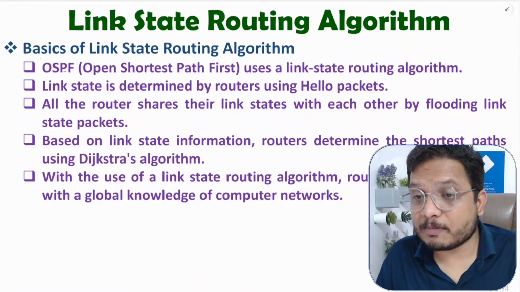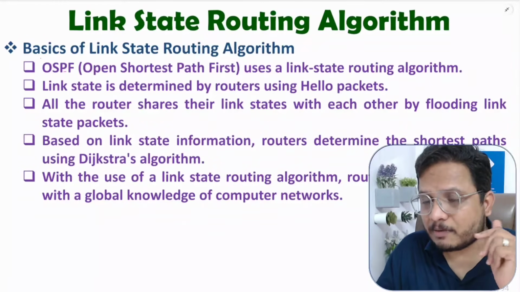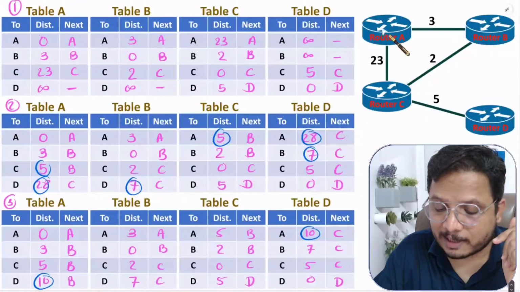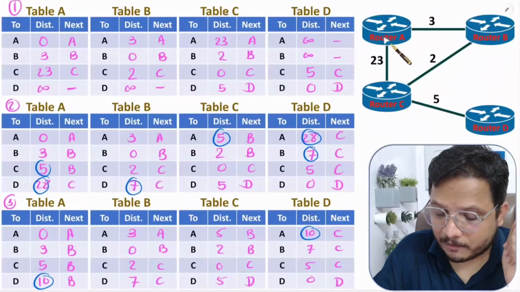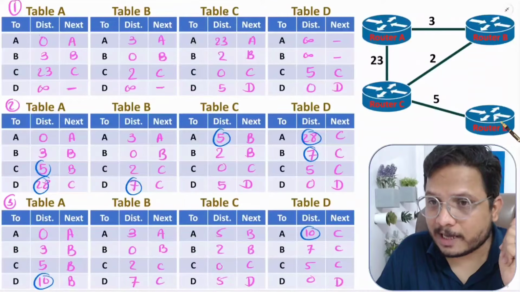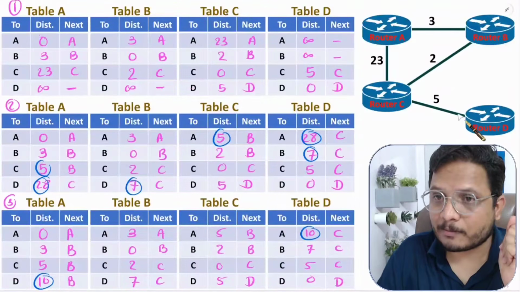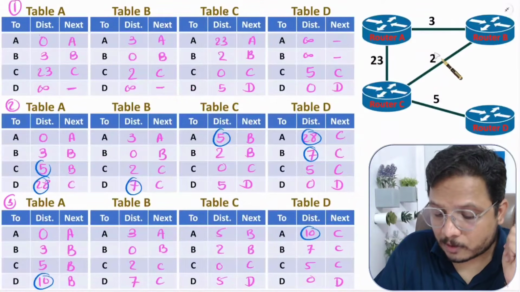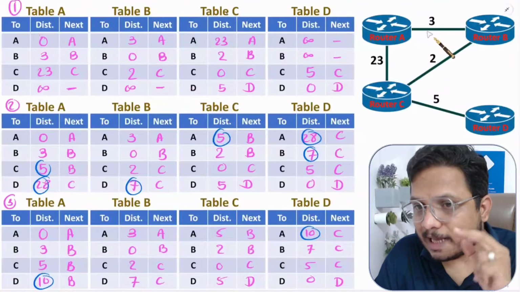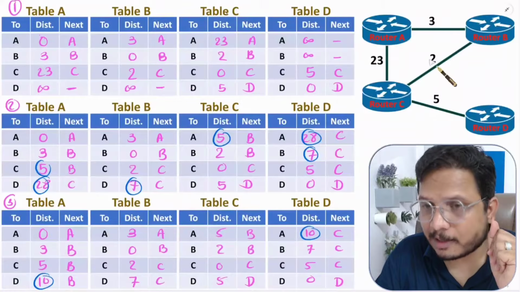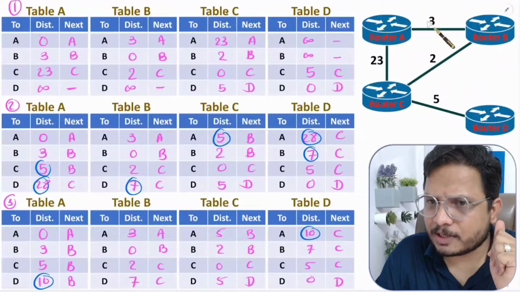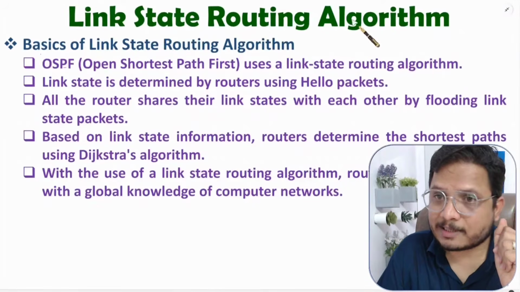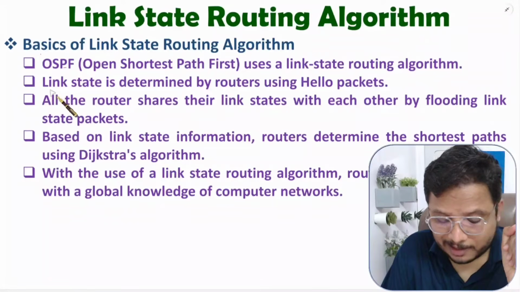First of all, you need to understand the meaning of link state. In my last video, I explained the distance vector algorithm. In that example, if you observe, router A, router B, router C, and router D are connected via links, and these links have magnitudes 3, 2, 23, 5. This magnitude of a link is referred to as link state. You can say distance. So the link state routing algorithm starts with the identification of link state.